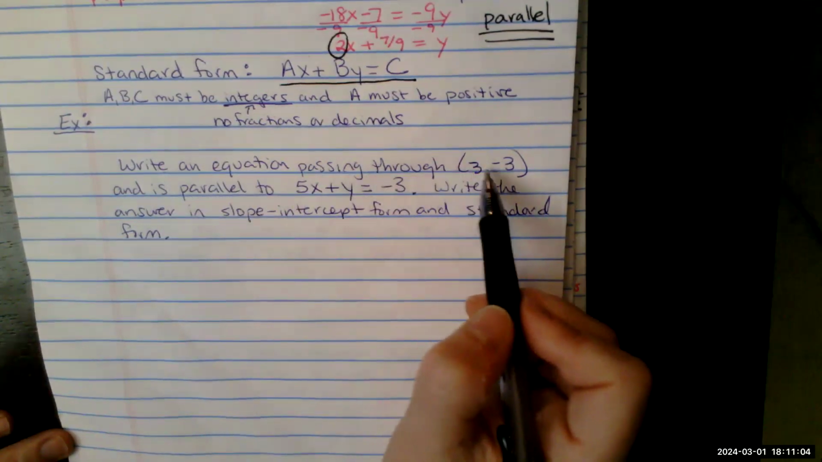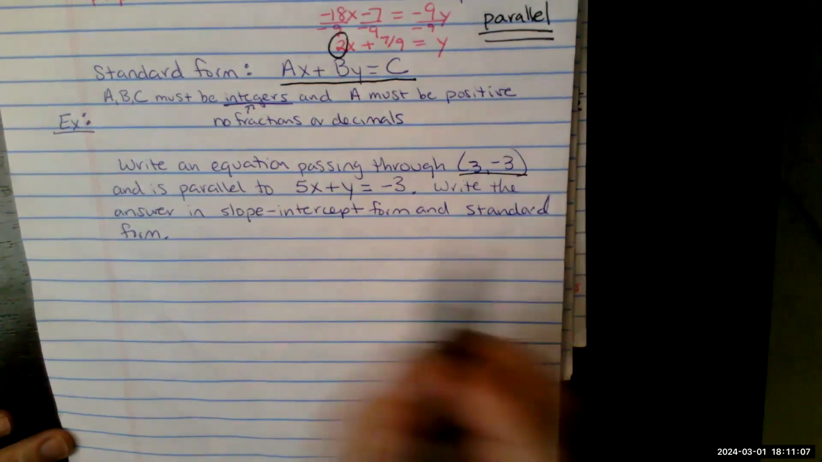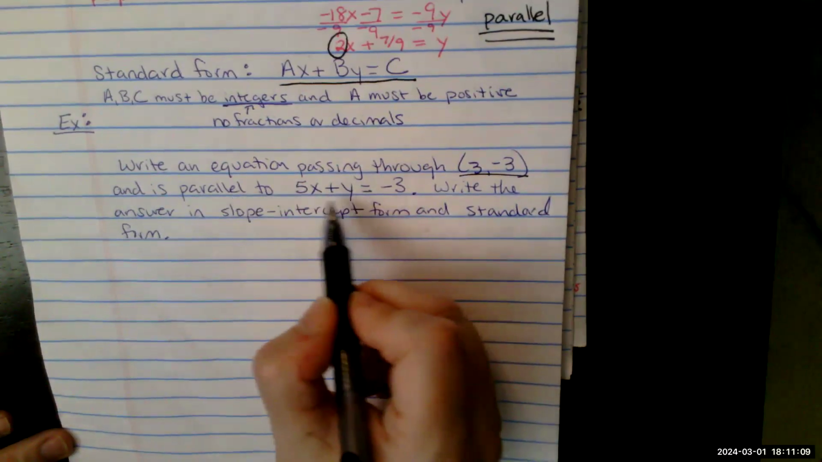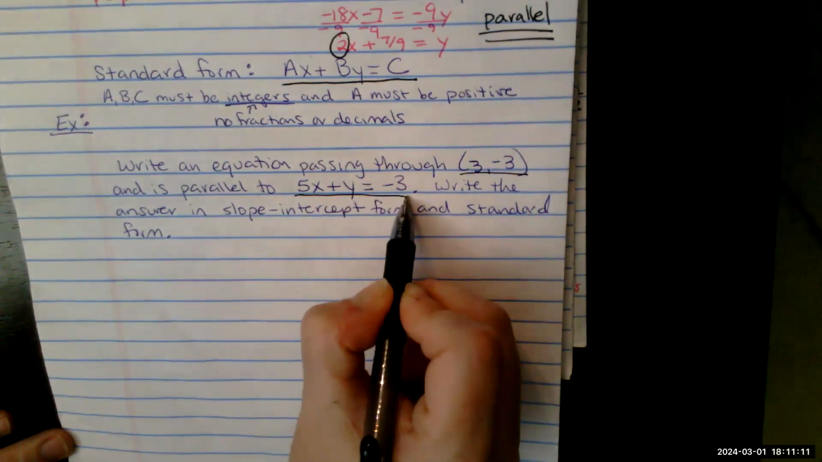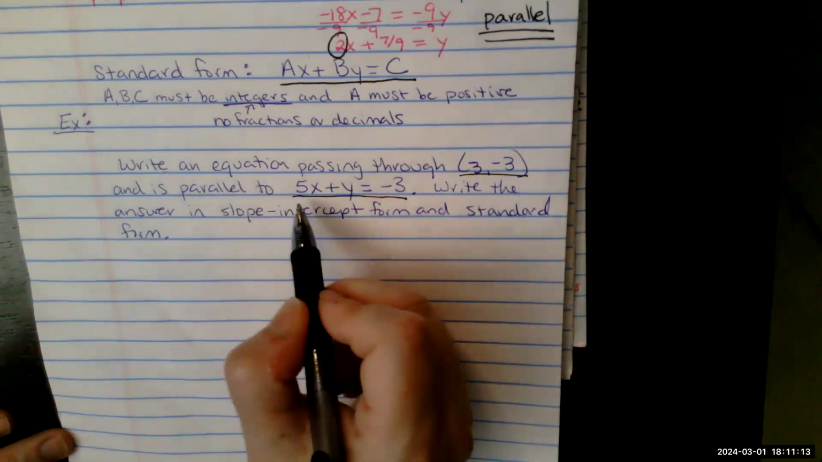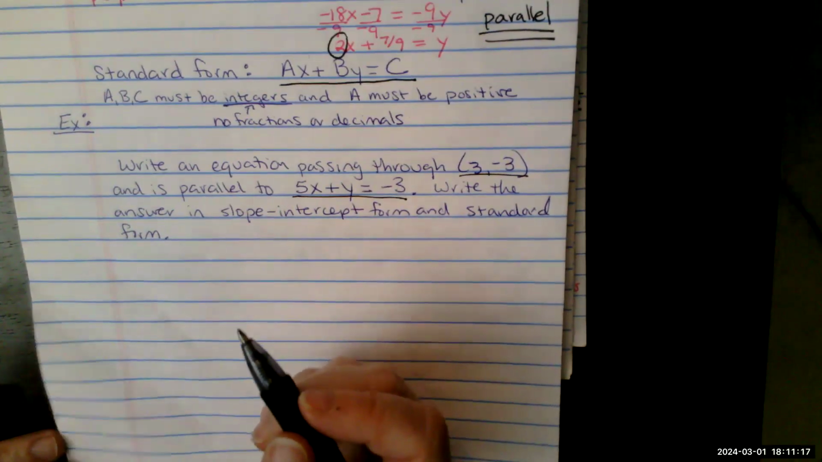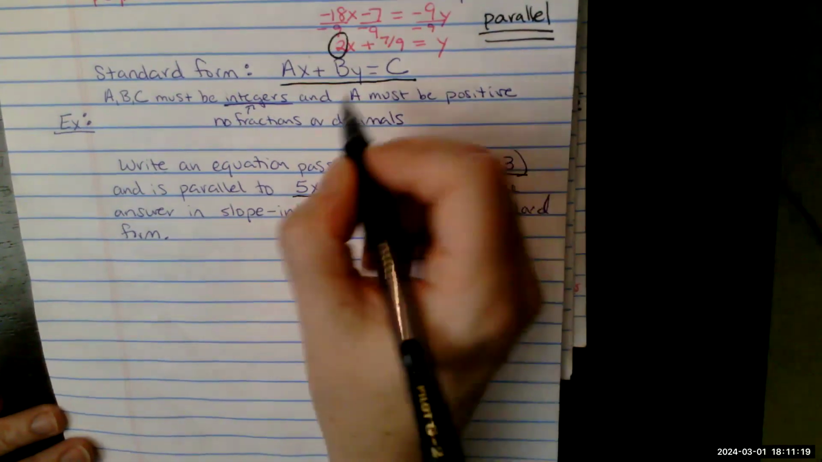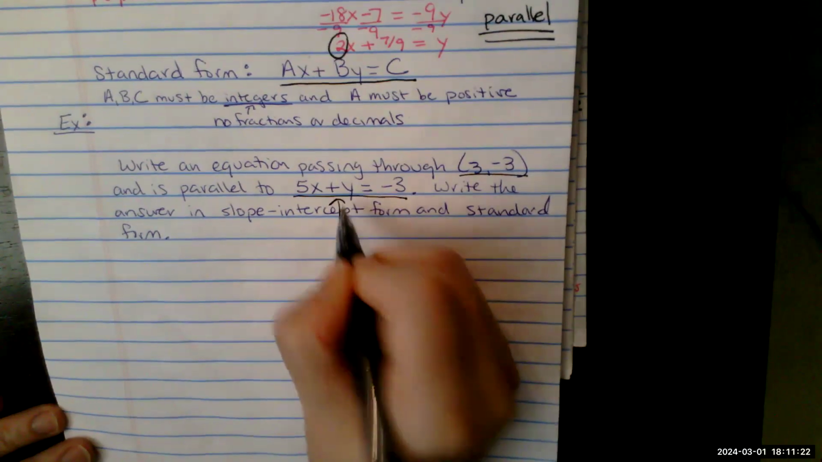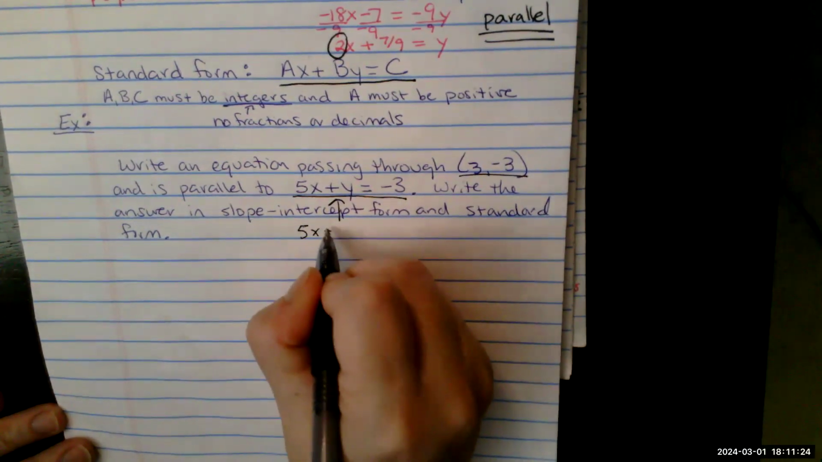So let's try this equation. Write an equation passing through this point and parallel to this line. So we're going to talk about that in a second. Write your answer in slope-intercept form and standard form. So first of all, what in the world is it trying to tell me if it's telling me that I need to be parallel to this line?